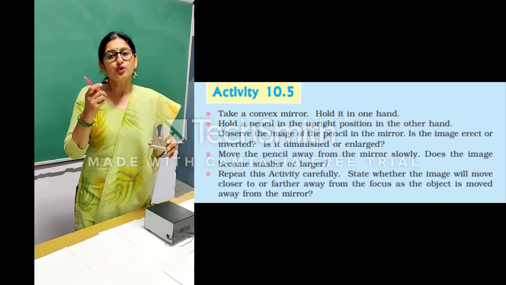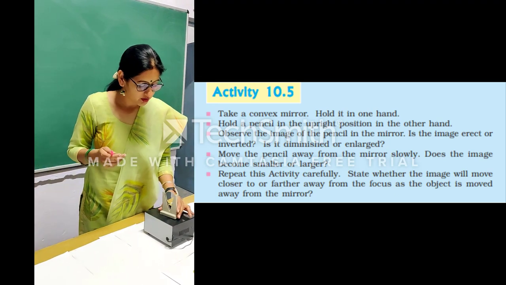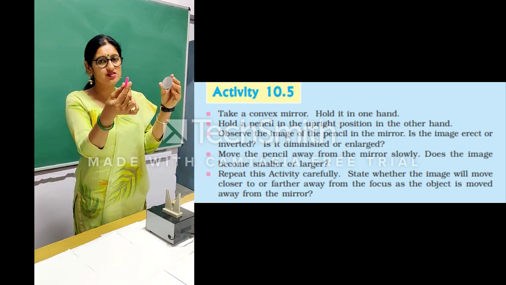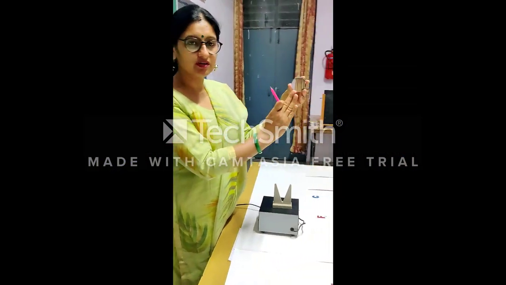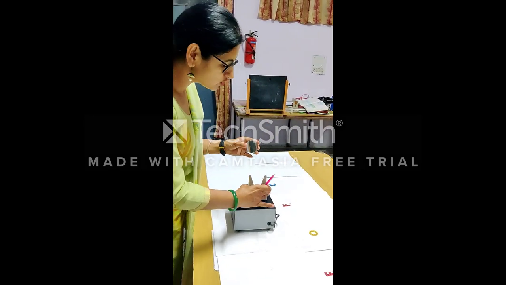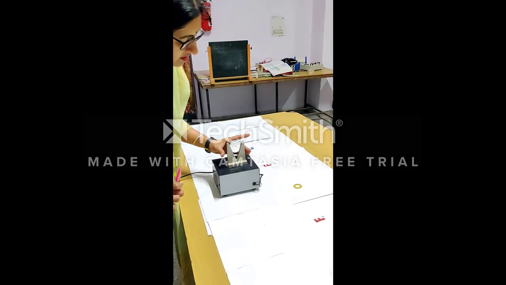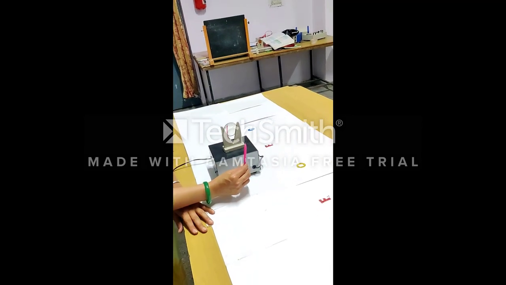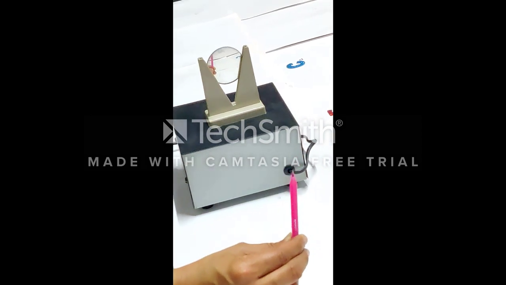Yes students, in the next activity, we have a convex mirror, a mirror holder, and a pen or a pencil. You can do this activity in two ways. Suppose you take this mirror in your hand. This is a pen. You put the pen in front of this mirror, or you can take the help of this mirror holder. I put this mirror into this stand. Now I take this pen in front of this mirror and take this pen away from the mirror.